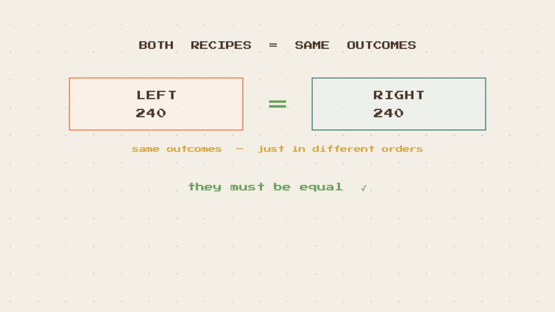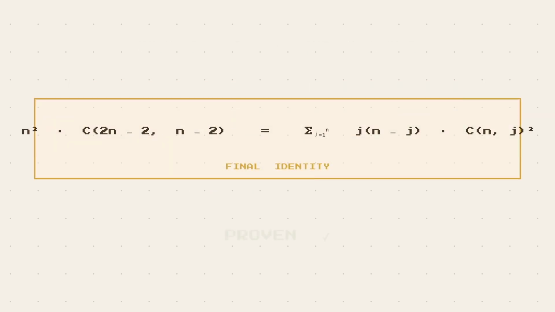They must be equal, so the final identity is just what we have given, which is n squared times C(2n minus 2, n minus 2) equals this sum. And hence we have proven it.